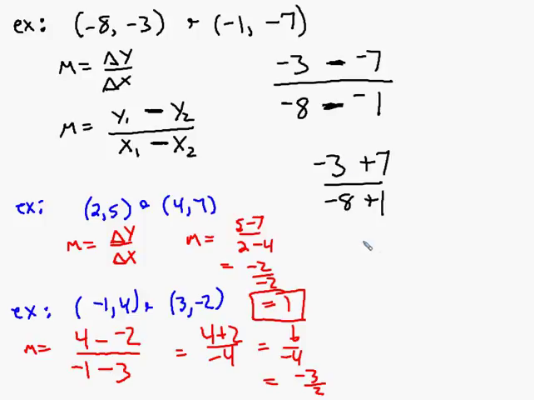Well, what's negative 3 plus 7? Positive 4. So it's 4 over, what's negative 8 plus 1? Negative 7. What do I do with that negative? I'm always going to move it up to the top. So it's negative 4 over 7, because I always want to go left to right. So I don't want my negatives in the denominator.